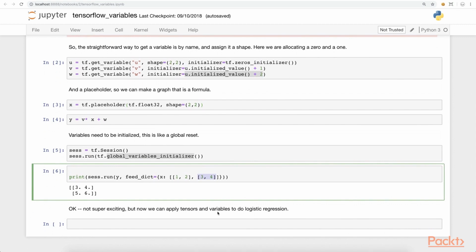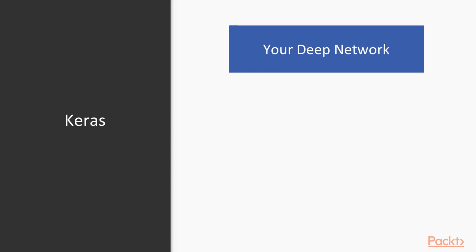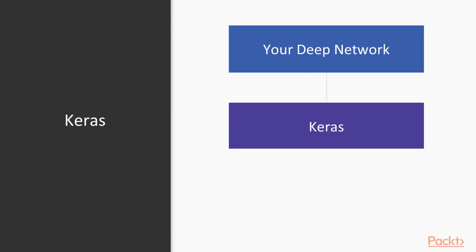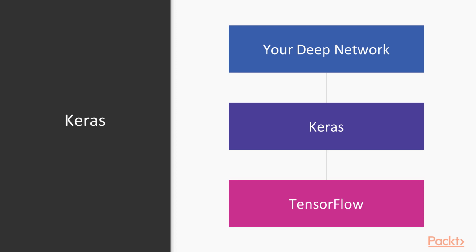It's not likely that you'll need to do this very often. Much more likely is to use Keras. Your deep network, which is the model you're going to build, layers on top of Keras, which gives you a nice symbolic interface to build up layered networks. And then it, in turn, calls TensorFlow for you. It allocates the variables and initializers, sets up the tensors, and runs the session and graph all automatically so you don't have to.